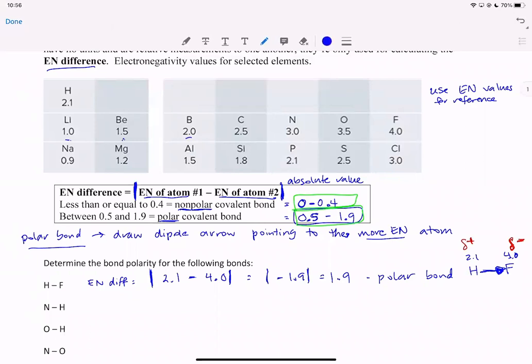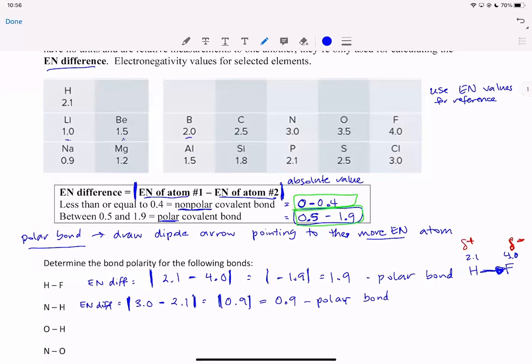So let's take a look at the nitrogen hydrogen bond. The electronegativity difference is nitrogen, the value for nitrogen is 3.0, and the value for hydrogen is 2.1. So the absolute value is going to be 0.9. That is already a positive number, so just 0.9. That also falls in the range of a polar bond.